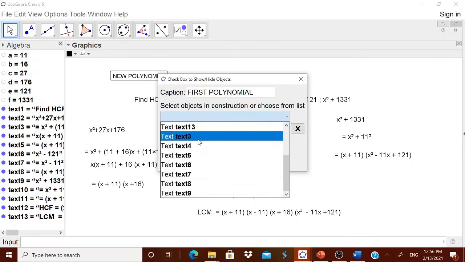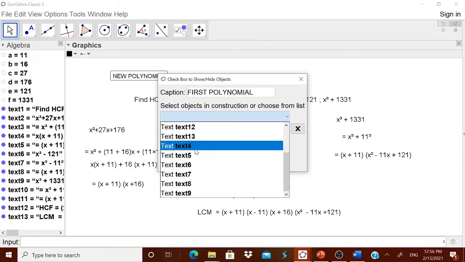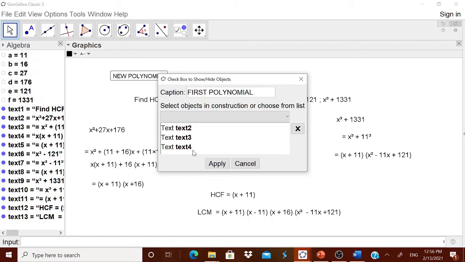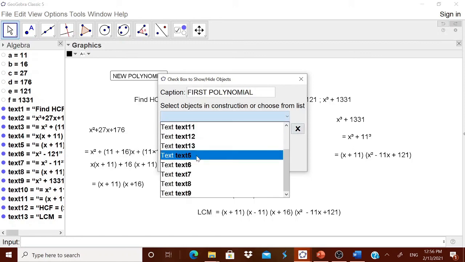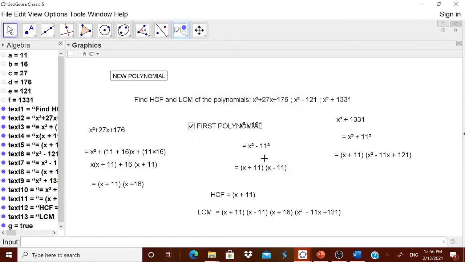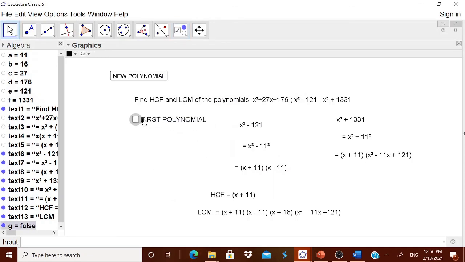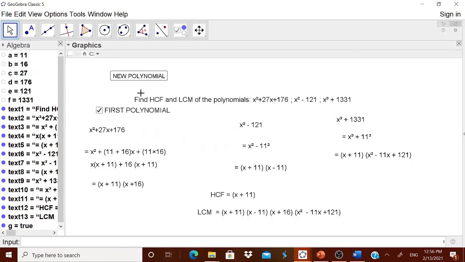Then you can go to text 3. You can have text 4. I think you can have up to text 5. Okay, you can apply escape. Okay, now you see I am removing the fixing and then putting it over here. It is shown. When I remove it, it is not shown. Therefore, you can have a control over it.